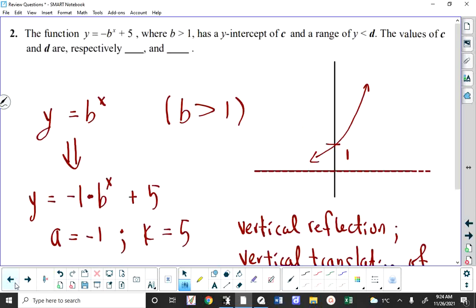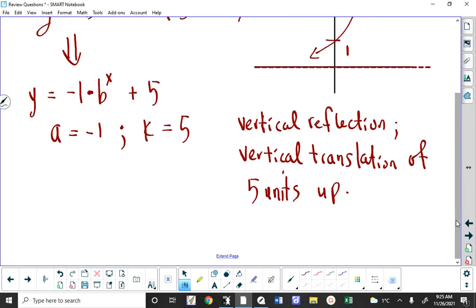Now, you don't have to do it by sketching the graph. Going back to the realization that we have a is negative 1 and k is 5, and that's a vertical reflection and a translation of 5 up, you could have said that the mapping, if you're a mapping kind of thinker, the mapping is that x doesn't change because these are vertical things that are happening to the graph. The y gets multiplied by negative 1 and then added to 5, or 5 added to it.